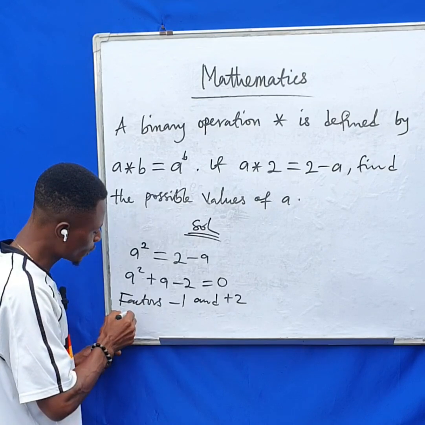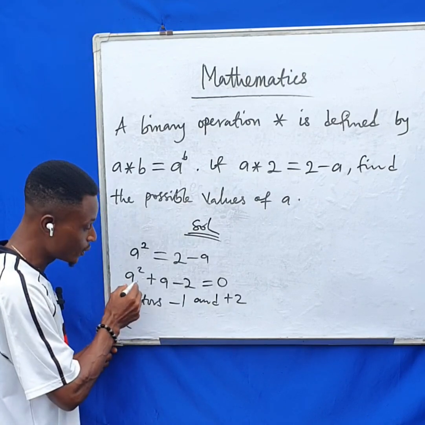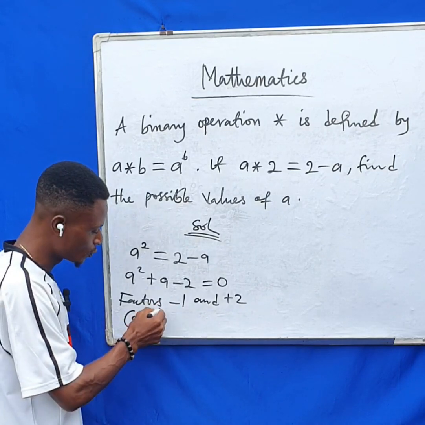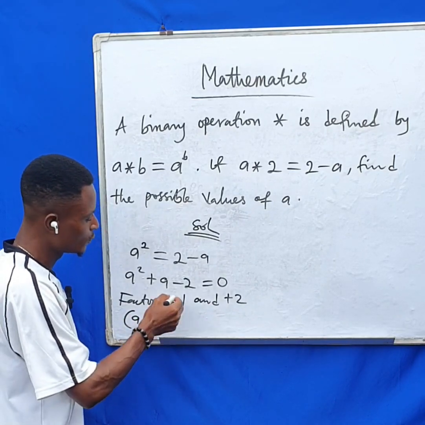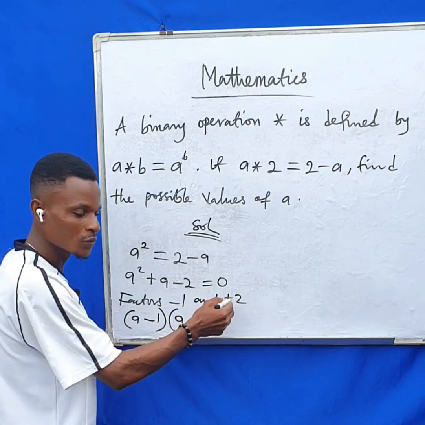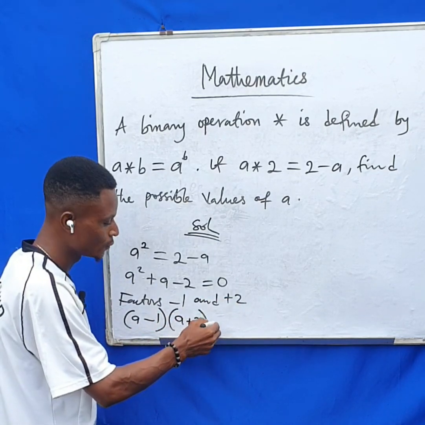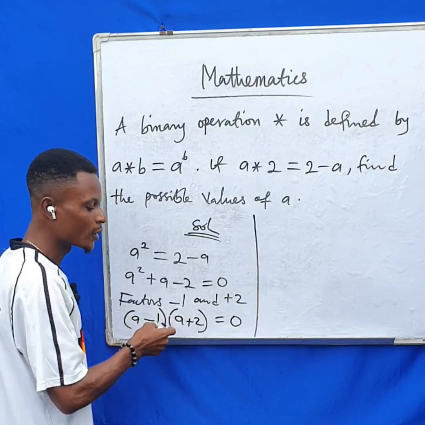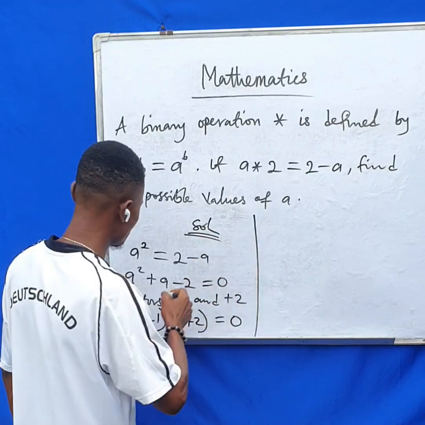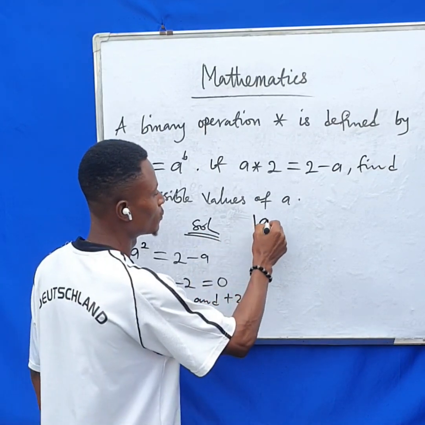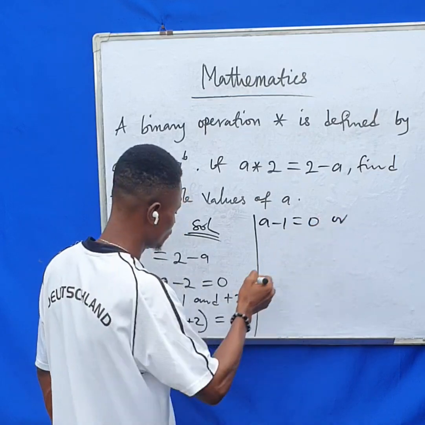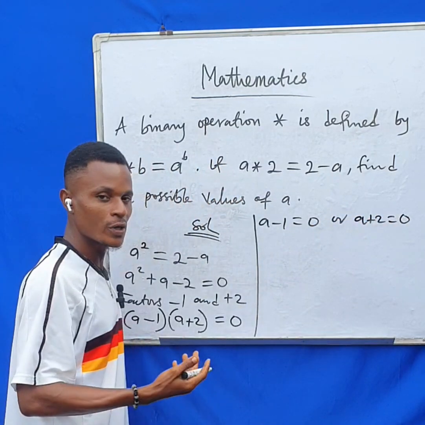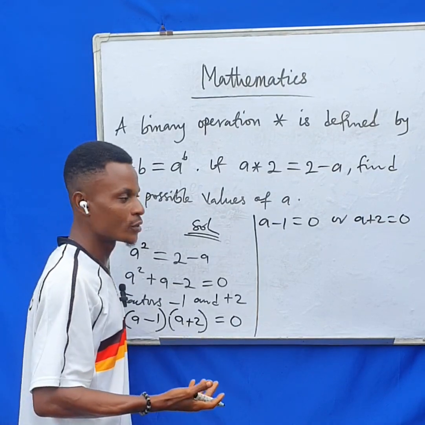Here we are going to write, open a bracket and write this a that we are solving for. Write a, then you pick the first one, minus 1. Close the bracket. And then write that same a again. Pick the second factor, which is plus 2, and you close the bracket. Then equal to 0. After that, you equate each of these brackets to 0. Now say either a minus 1 is equal to 0, or a plus 2 equal to 0. That's how to write it in quadratic terms.